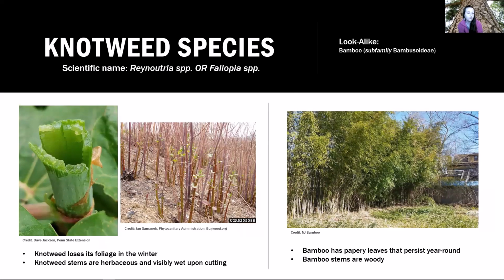And then also, if you cut the stem of knotweed, you'll see that it actually is very wet after cutting it, because it's a herbaceous species. Whereas with the bamboo, the stems are much more woody, and they don't have that softness to them like a knotweed stem would have.